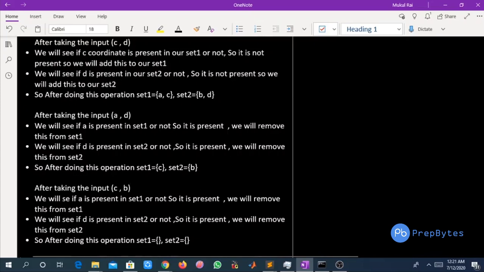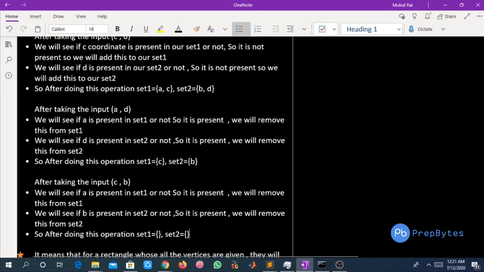So we will see if c is present in our set 1 or not. It is present, right? As we can clearly see, after processing the third input, set 1 contains c and set 2 contains b. So we will remove c from set 1, right? Same for the y coordinate: b is present in our set 2, so we will remove it from set 2. After performing this operation, set 1 will contain nothing and set 2 will contain nothing.